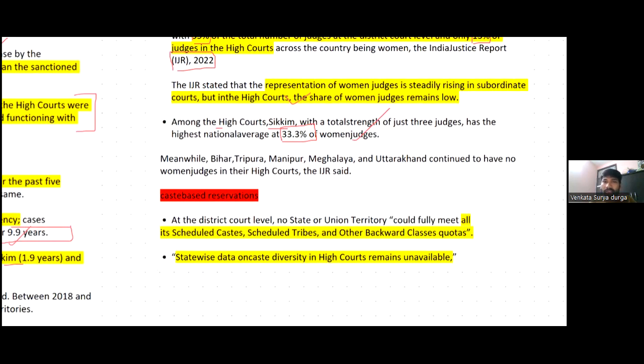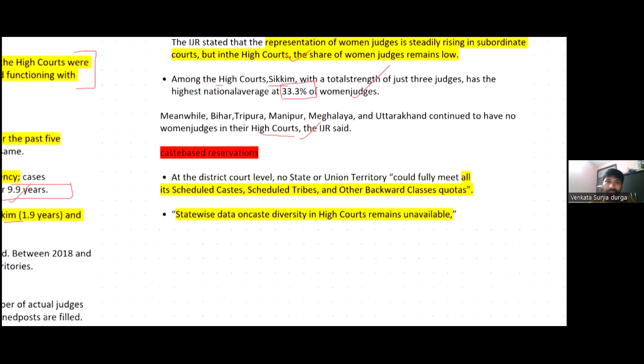Meanwhile, Bihar, Tripura, Manipur, Meghalaya, Uttarakhand continue to have no woman judges in their high courts. They have not even a single woman judge in these states, Bihar, Tripura. See, you have to note down all this data and present it in your answer sheet so that the answer looks better and more attractive.